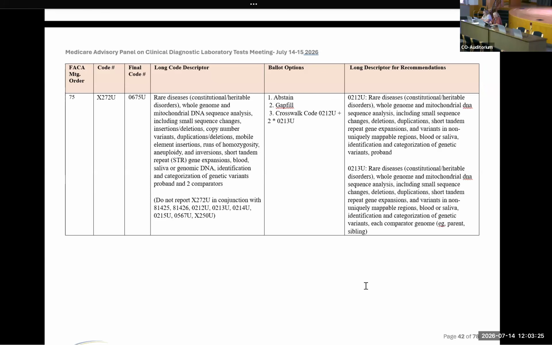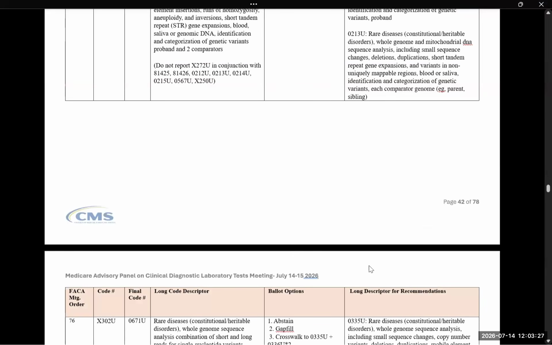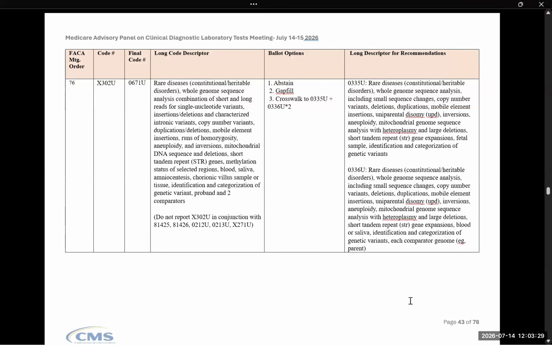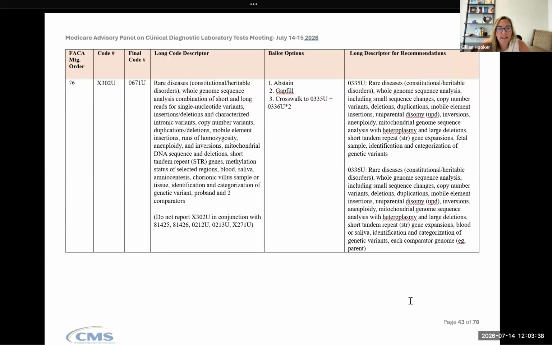Thank you. All right, and sticking with this grouping, we have X302U with a final code of 0671U. So in this case, this is the genome sequence analysis trio in fetal samples. So analysis of blood, saliva, amniocentesis, CVS, and including interpretation in a fetal sample.